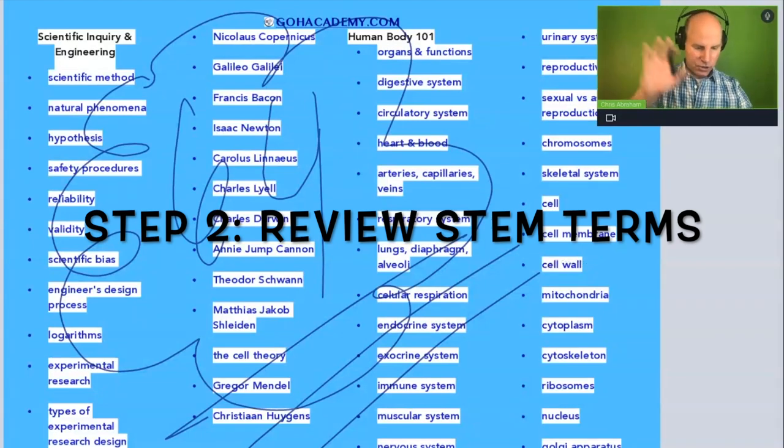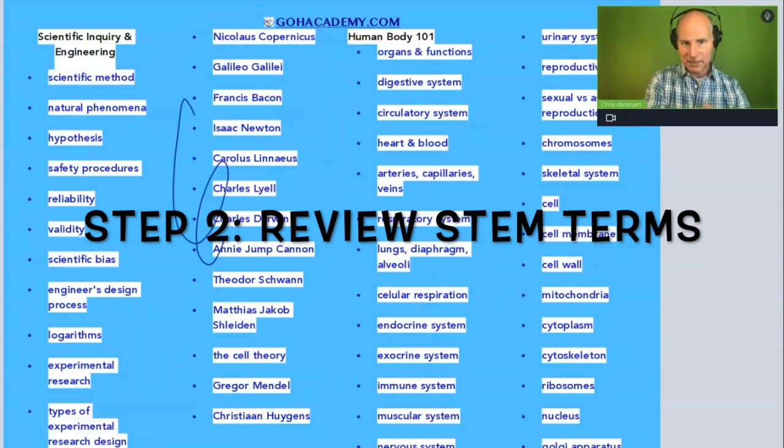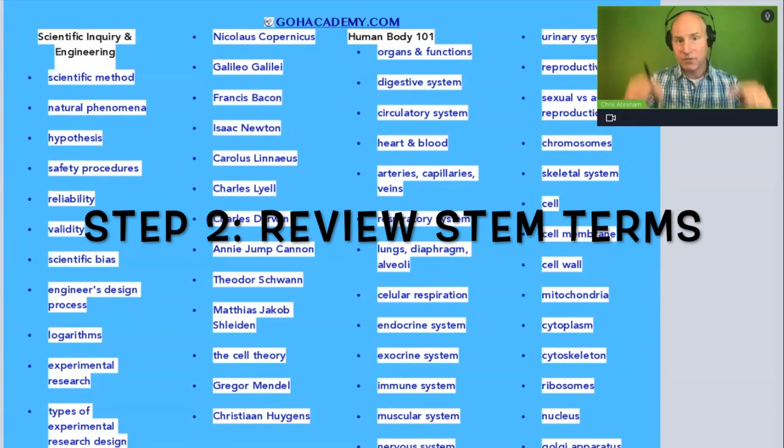So the term list that you see in your packet, this one right here, this is for the 64. This was made for you. Do you understand? Now, this list is a little bit longer than the stuff that's on the pre-workshop homework. So this is the list that I want you to study.